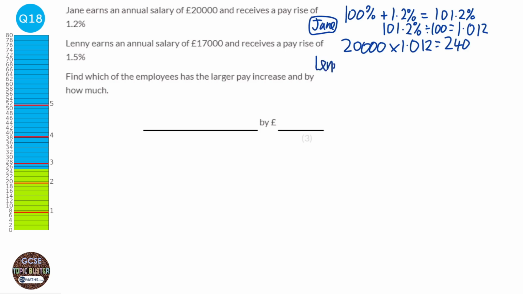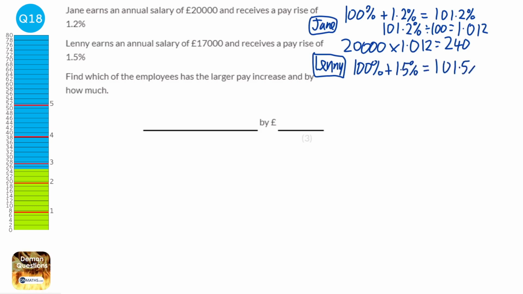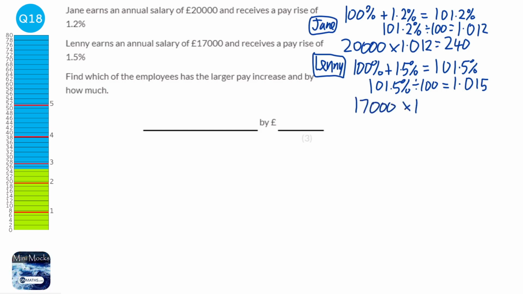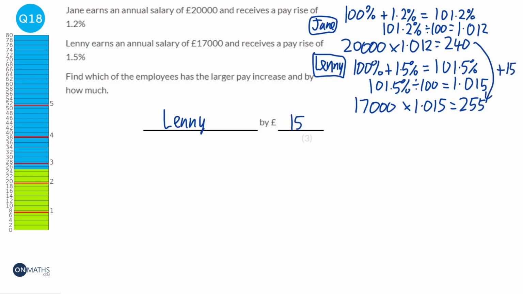So let's do Lenny. That's 100% plus the 1.5%, which will be 101.5%. Make that a multiplier: we divide that by 100, which gives us 1.015. And then finally we get the 17,000 times it by the multiplier. And when we do that, we get 255. So Lenny has 255, Jane has 240. It says which of the employees has a larger pay increase and by how much. So the answer will be Lenny, and it's by £15 because that's the difference between these.